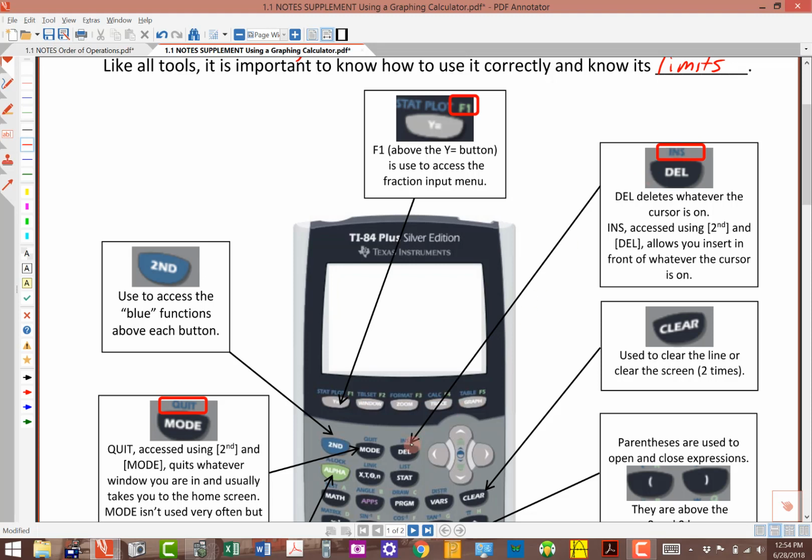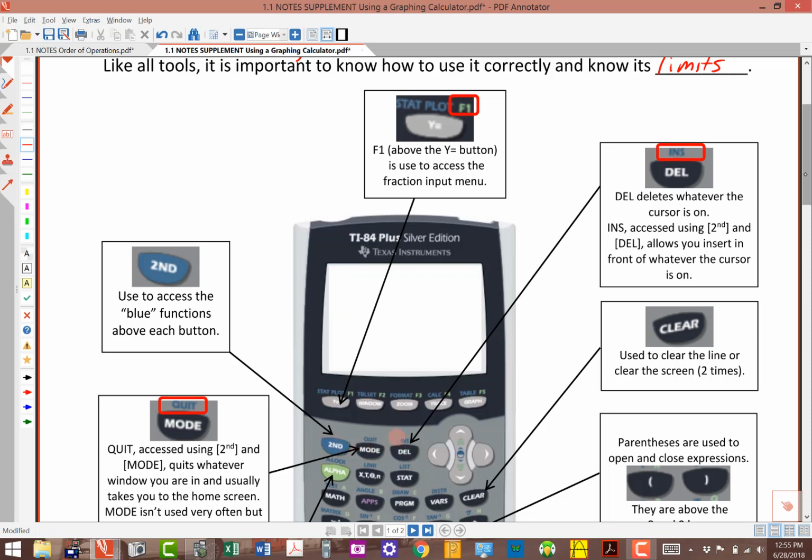The insert, you'll notice right here, is above the delete. The delete, of course, deletes whatever the cursor happens to be on. The insert button allows you to insert. So if you've got a big, long string of things that you've put in there and you don't want to erase all of them, and you just need, oh, I forgot to put a negative in there, you can use the insert button. Because it's blue, you've got to hit the second and delete. So second delete or second insert.